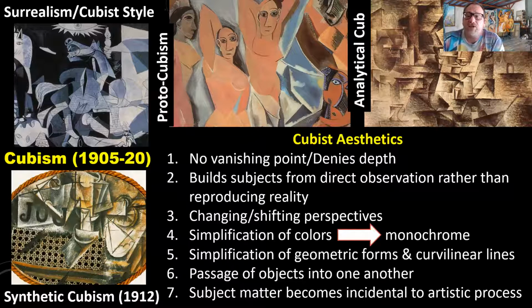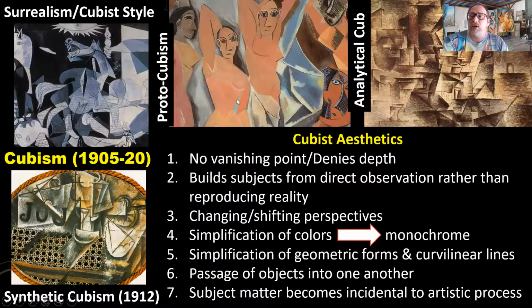We're going to have a simplification of colors, as you can see, particularly in analytic Cubism, and then moving to synthetic Cubism, to where we go to monochromatic one color. We're going to have the simplification of geometric forms and curvilinear lines. There's not going to be highly detailed. We're going to have passage of objects into another.